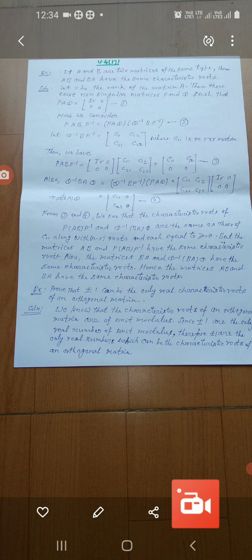Now we will discuss the next example. Example: if A is both a real symmetric as well as orthogonal matrix, then all its eigenvalues are plus or minus 1. So its solution is very simple. Okay, means if A is both real symmetric and orthogonal, then all its eigenvalues will be plus 1 or minus 1.